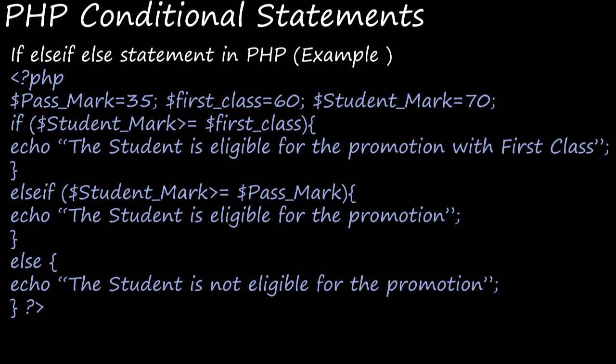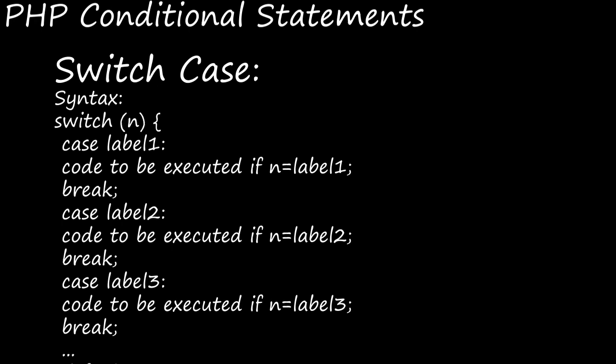Okay. Or if both the conditions are false, then we'll get the output as the third set of statements. Can you see there? The student is not eligible for the promotion. In this else part, we have a statement, right? This statement will be executed. Okay, understood? This is the if else if statement. And the next and last one is switch case. Switch case is an alternative to the if else statement only.